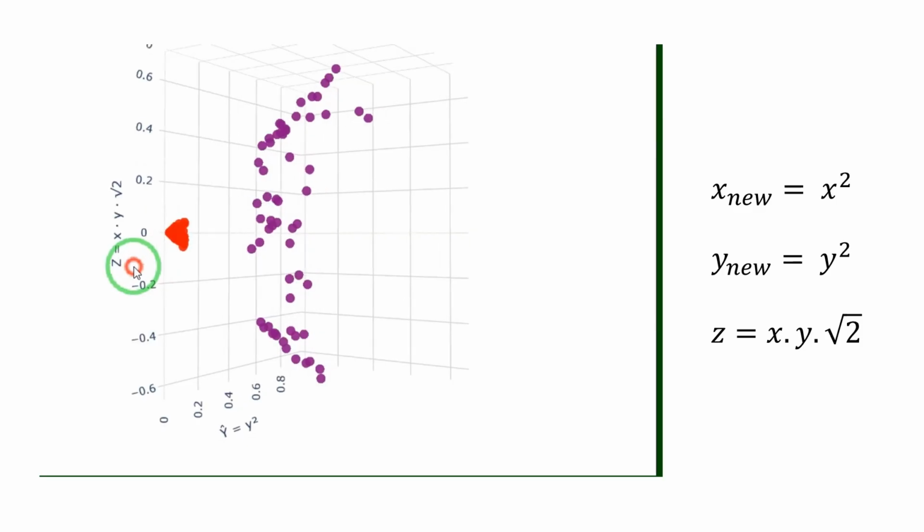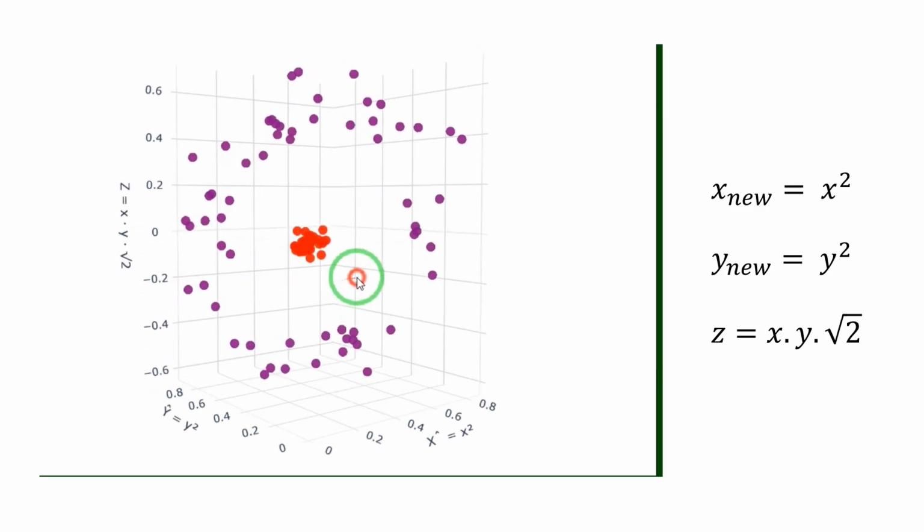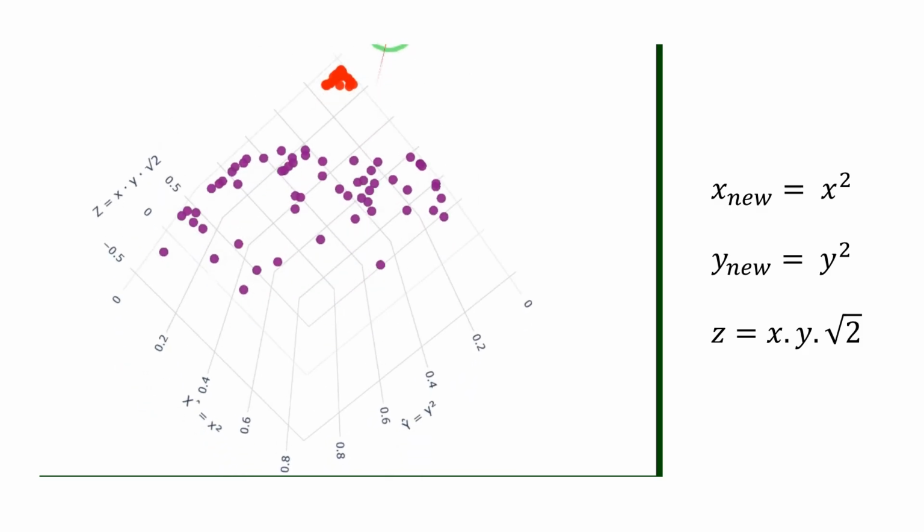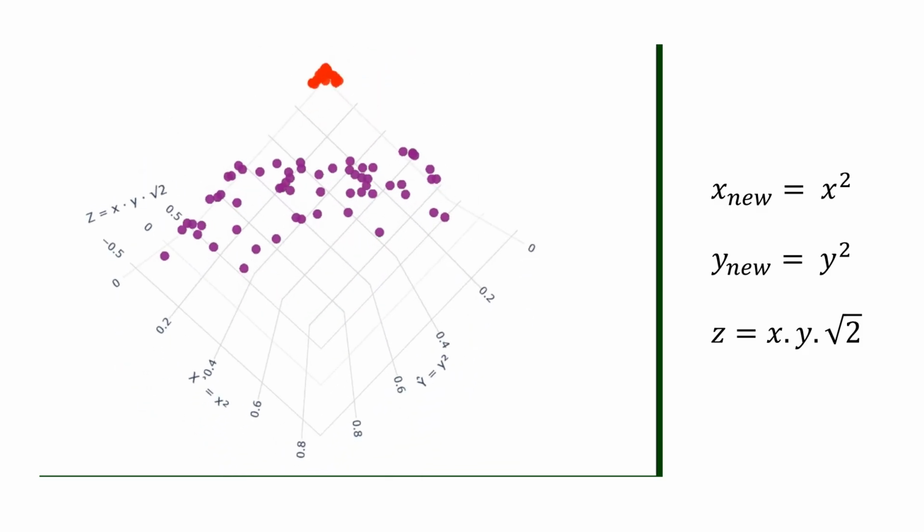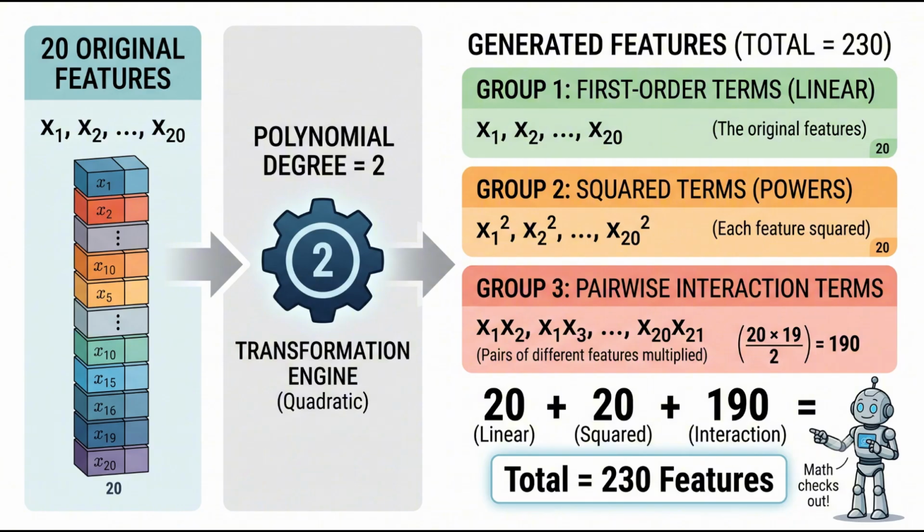But in real-world machine learning, things are very different. Our datasets rarely have just 2 features. They may contain 20, 50, or even hundreds of features. Now let's imagine that instead of 2 input features, our dataset contains 20 features. If we decide to use a second-degree polynomial transformation, we don't simply double the number of features. The reason is that the transformation must generate every possible polynomial term up to degree 2.